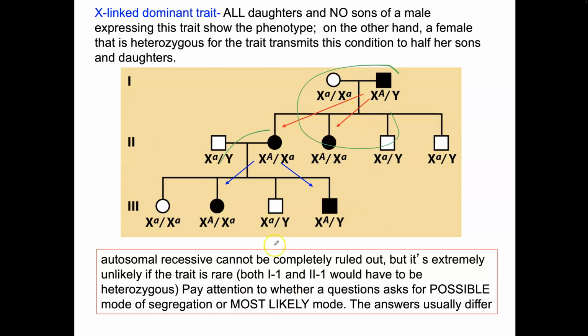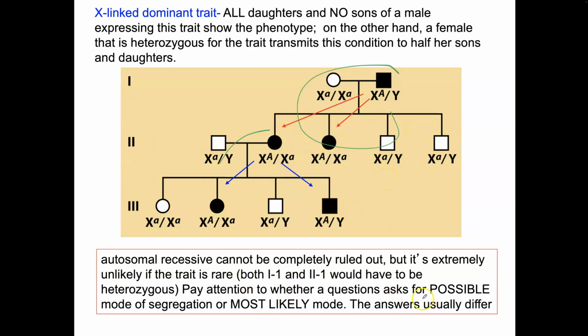And as it says here, you can't always completely rule out every possibility. If you wave your arms and make lots of assumptions, you can make autosomal recessive work for this. You could make something else work. But you could make X-linked recessive work if you just assume that she's heterozygous and these ones happen to get it and these ones don't, and so on.